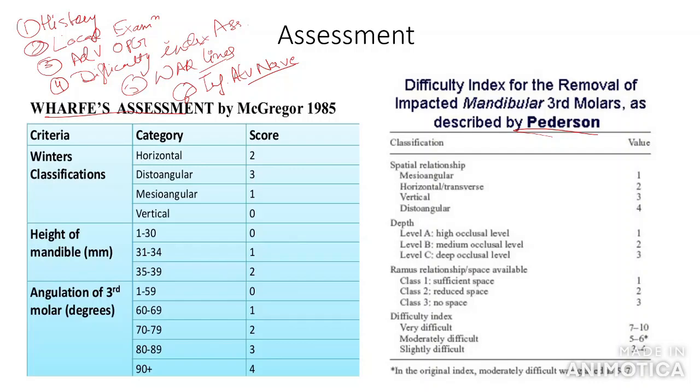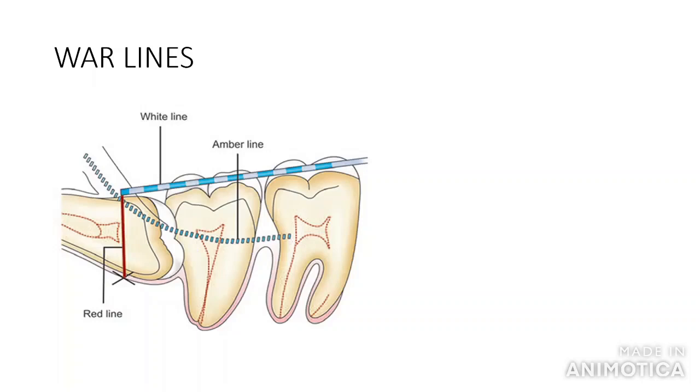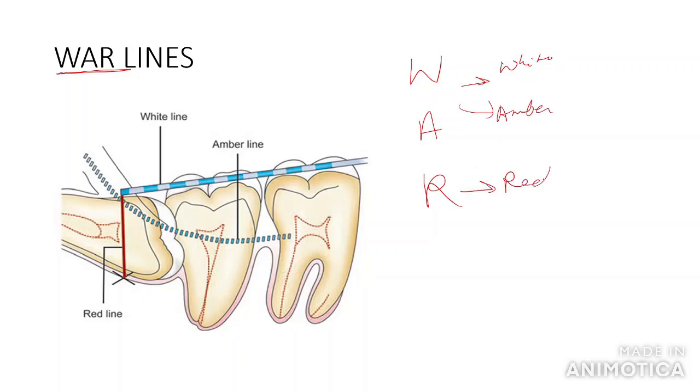Right. And after that, there's a very important thing that you have to remember under assessment, which is your Winter's lines. So this is your white line, this is your amber, and this is your red. This white line basically represents the occlusion level of the impacted tooth in reference to the adjacent tooth. You should always have a reference, and the reference is your adjacent tooth.